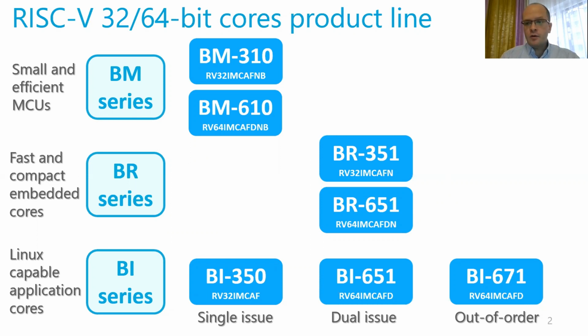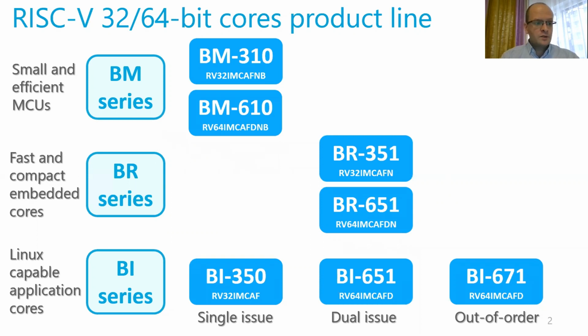We have three core series. First is the BM series, which targets small and efficient MCU cores. It's represented by two cores at the moment: the BM310 32-bit microcontroller and its 64-bit version, BM610.